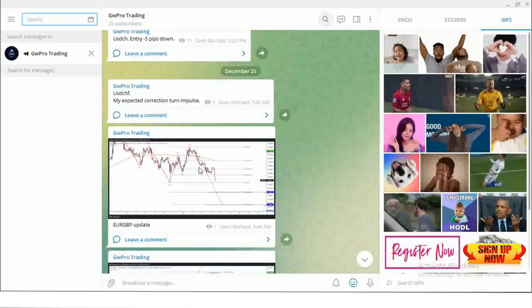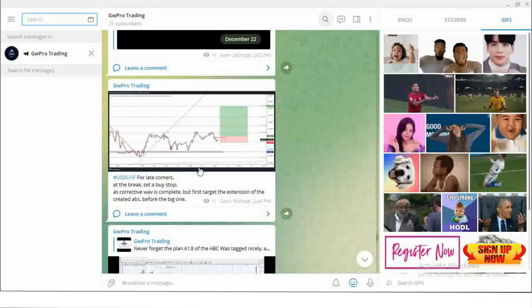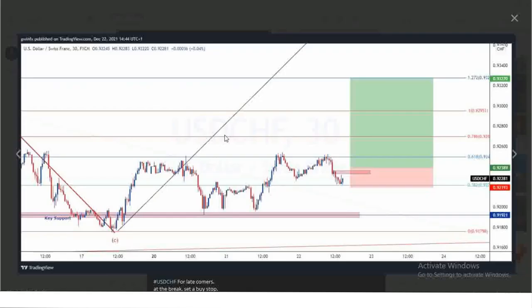Let's look at what we also wanted to do with USD, but this did not play out because I was looking at this as a possible correction, and whenever price breaks a previous structure, that should have been triggered. So what happened? Let's go ahead and see what happened.